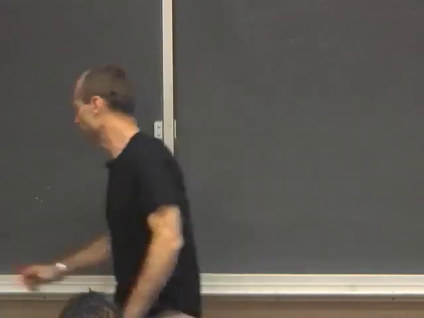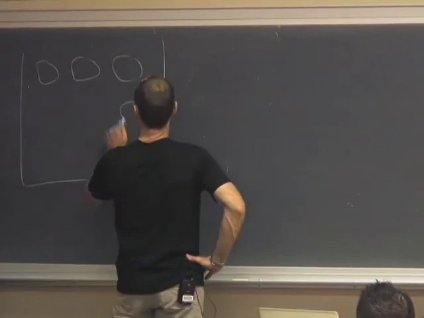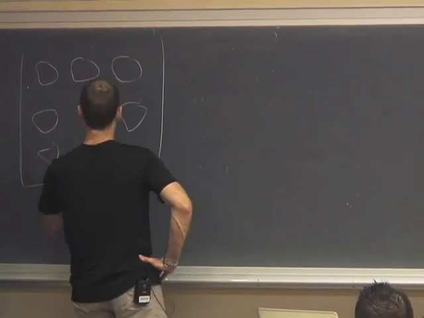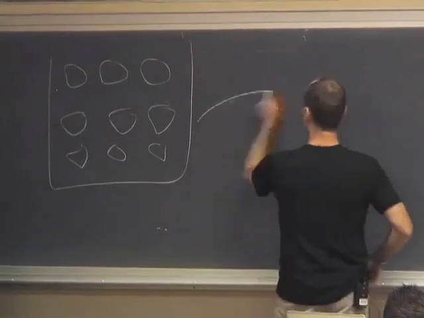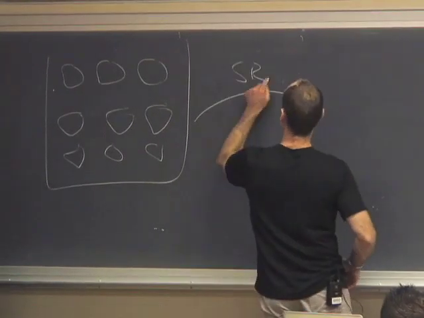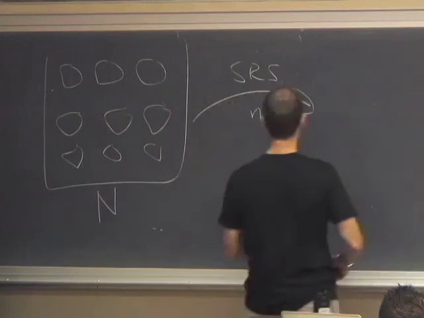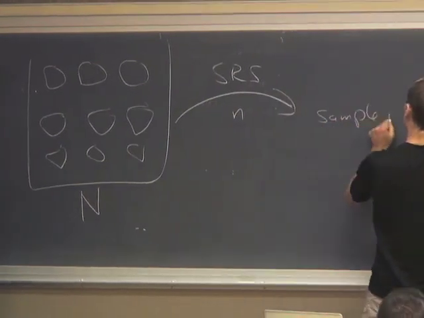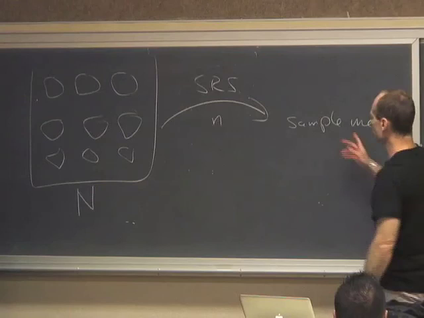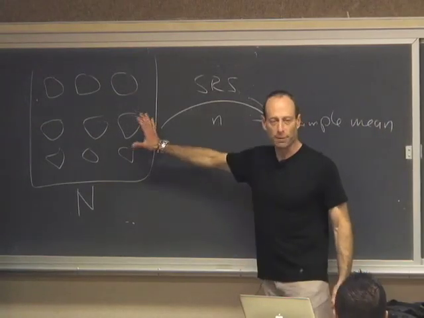Okay, so we've got some population of items. Okay, this has some true population mean. We're going to draw, say, a simple random sample of size n from this population that has capital N items. From that, we could compute the sample mean. And the sample mean would be an estimate of the mean of what's in the box, the population mean.